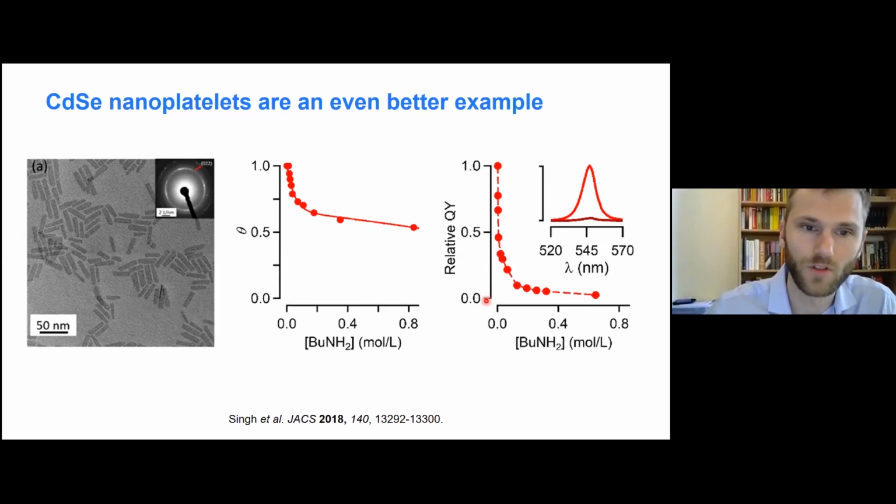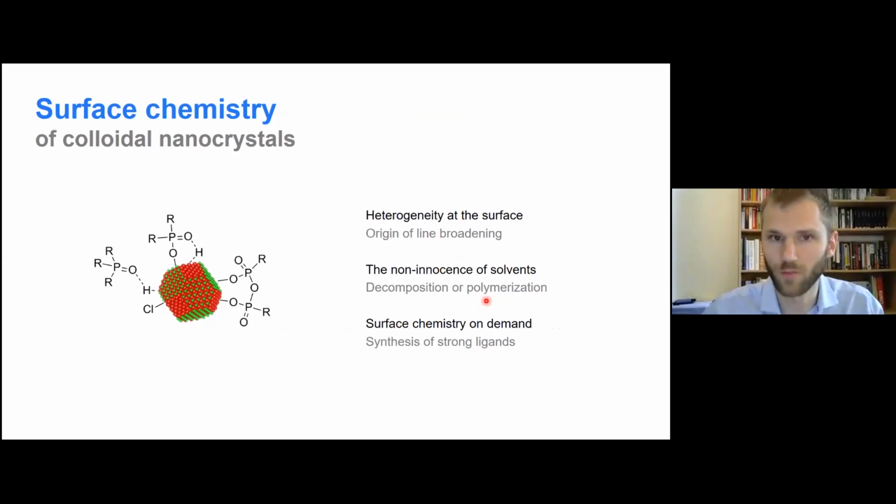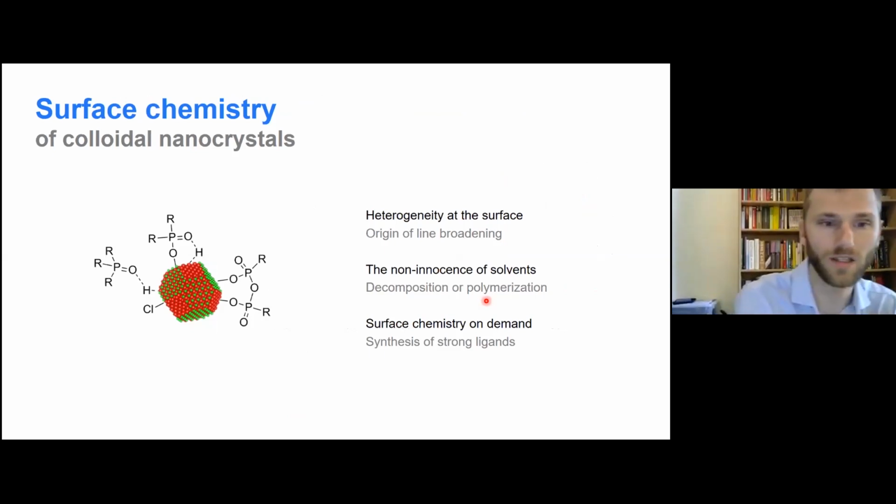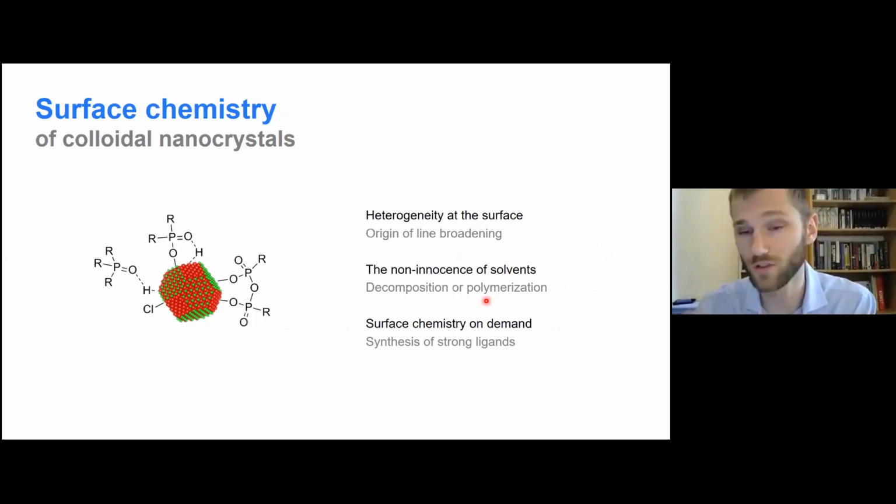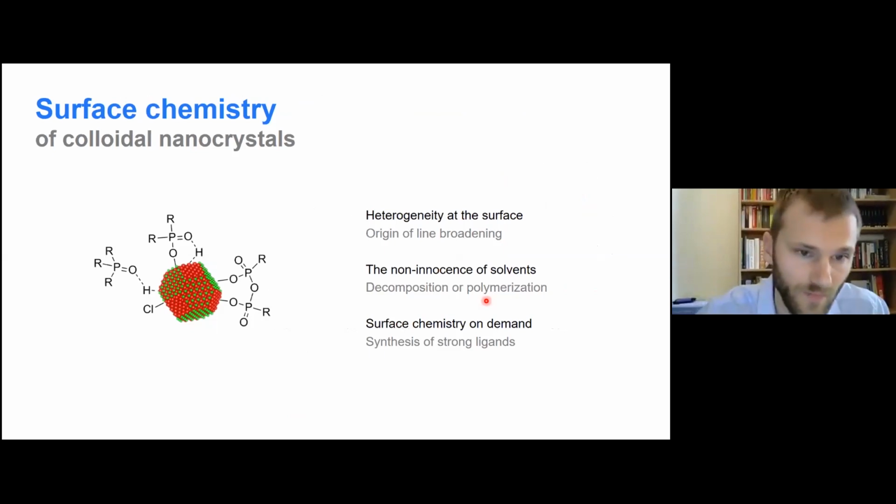Okay, so that was the first part. I talked about heterogeneity on the surface on two different levels, one of the binding affinity and one of the solvation of the ligand shell. So let's pause for 5 seconds.